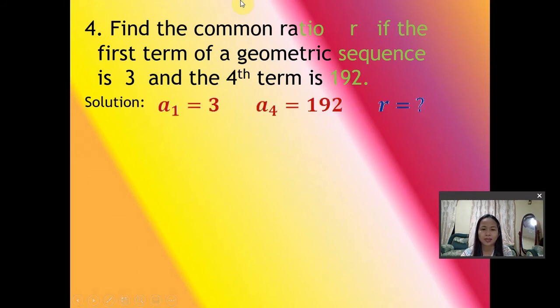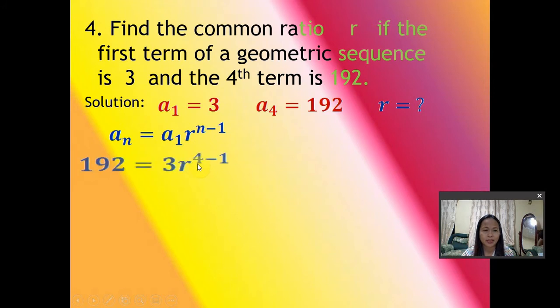Okay, so these are the data given. The first term is 3, and then our fourth term is 192, and we are going to look for the common ratio. So our nth term of geometric sequence is equal to the first term times the common ratio raised to the power of n minus 1. So substituting the nth term, our last term here is 192. Replace the nth term with 192 since this is our last term for this particular problem.